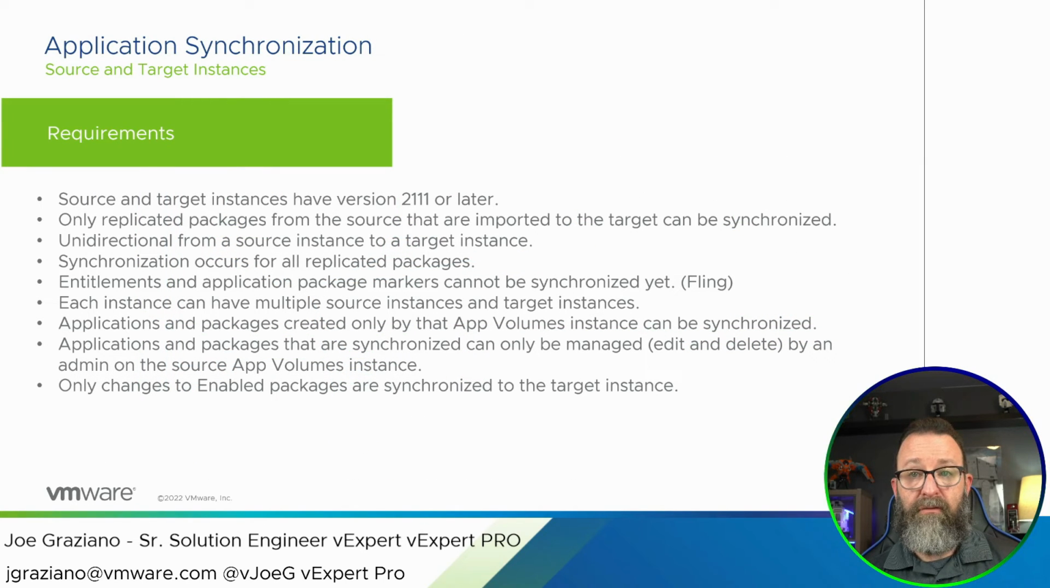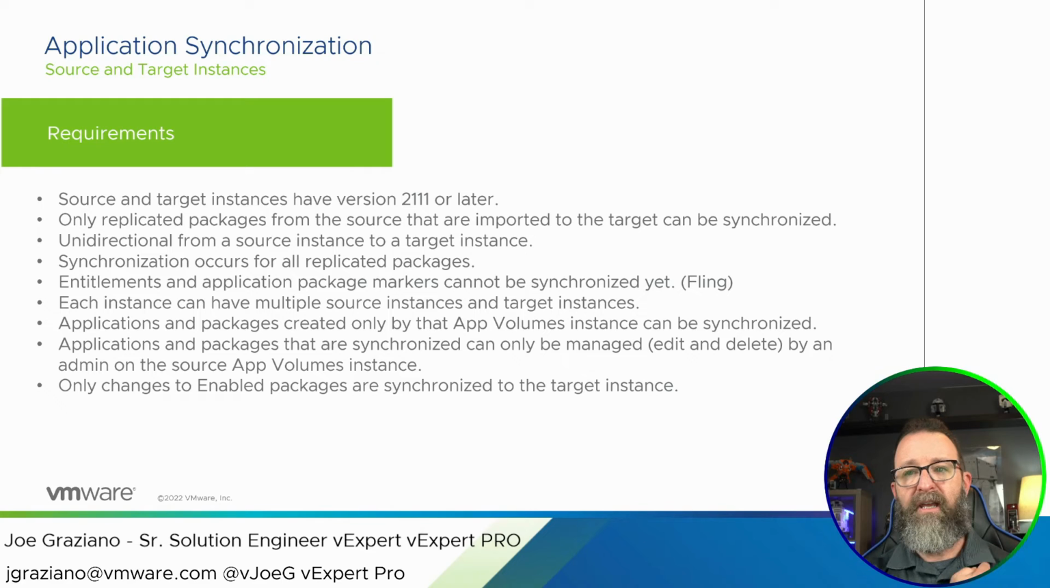So application synchronization has to be 2111 or later. Source and target instance for the source and the target. Only replicated packages from the source that are imported into the target can be synced. It's unidirectional. Synchronization occurs for all replicated packages. Entitlements and application markers can't be synced yet. That's still a fling in 2111, but we'll talk about that. So put a pin in that for the moment.